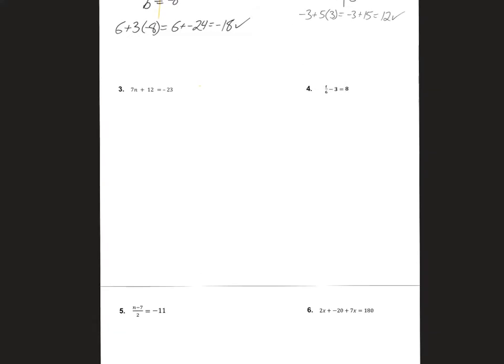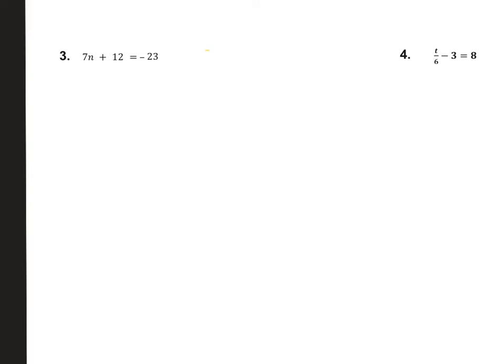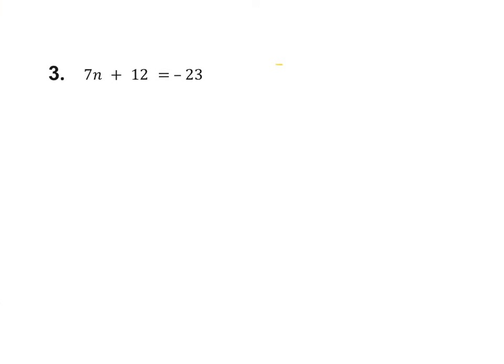Okay, let's go ahead and do this next one. Okay, what thing do I want to deal with first, the 7 or the 12? The 12, because it is furthest away from n. So 12, what am I going to do, add it or subtract it? I'm going to subtract it. So minus 12 minus 12. So I have 7n equals negative 23 minus 12 is negative 35.